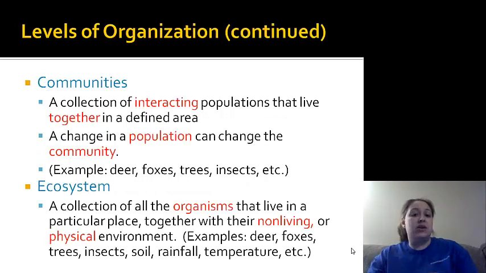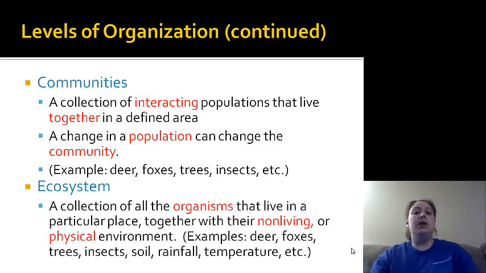Now, communities are interactions between different populations living in a defined area. So that white-tailed deer with the foxes, with the squirrels, with the trees, a whole bunch of different populations living together. A change in one of the populations, so let's say all the white-tailed deer were killed off, can change a community.